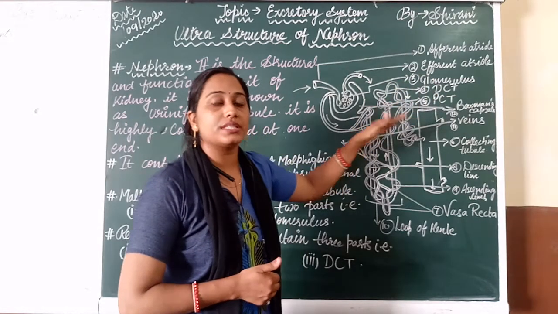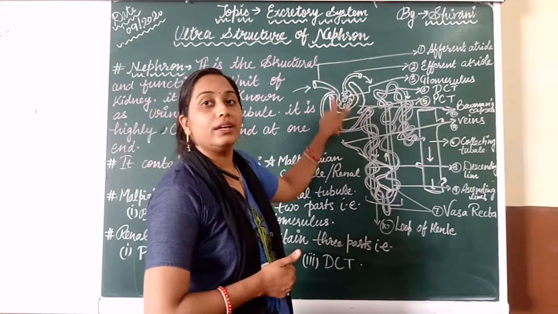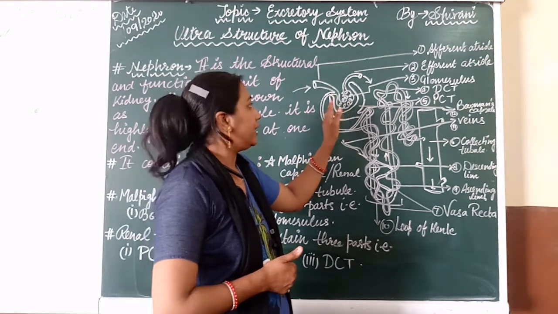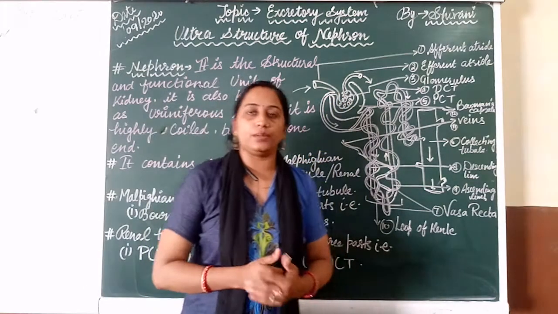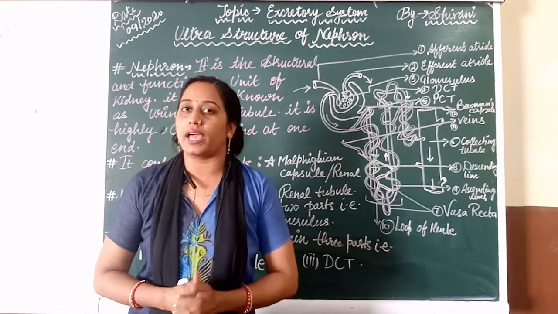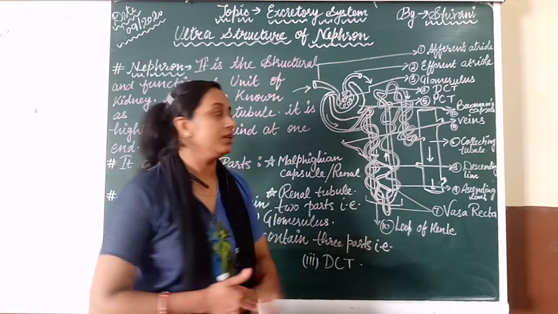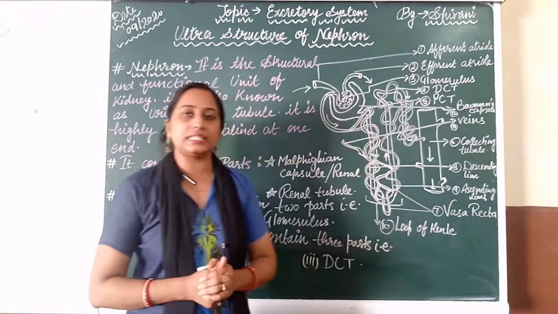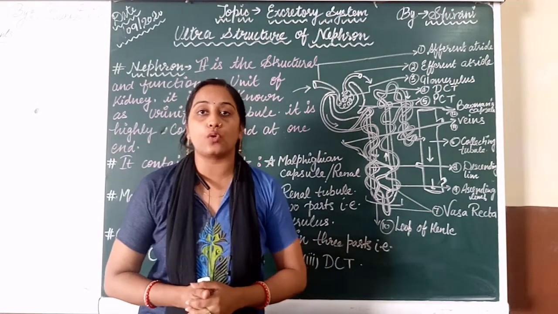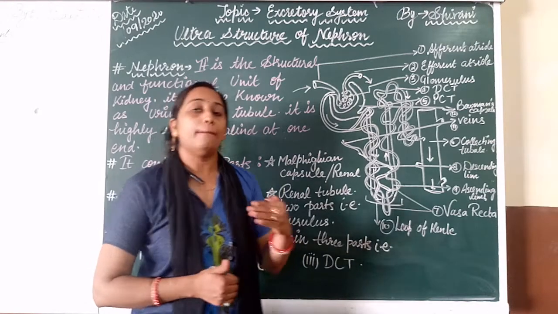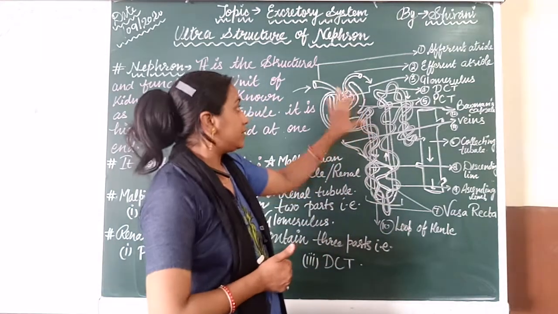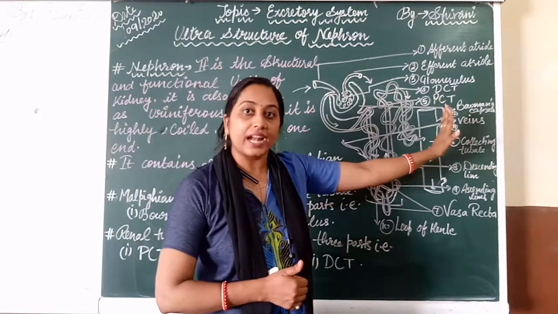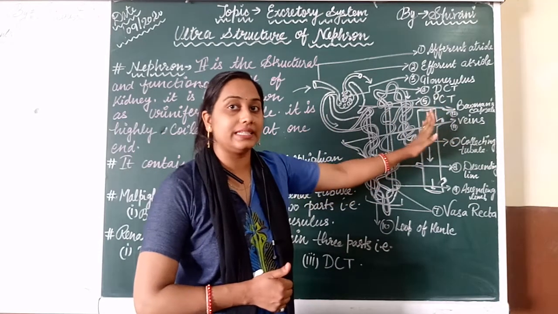Next, third part is known as the glomerulus. This glomerulus is the knot-like part of the capillaries. In this, the process known as ultrafiltration takes place. Fourth part is known as DCT, as DCT stands for the distal convoluted tubule. Because it is far away from this Bowman's capsule, that is why it is known as DCT.